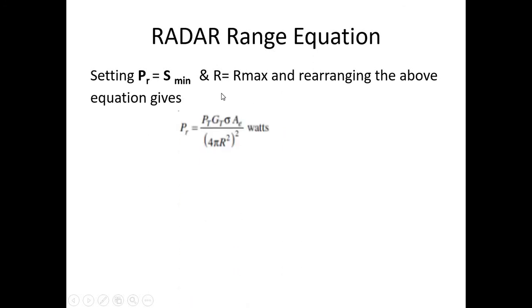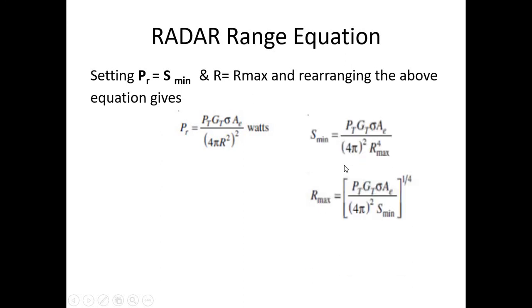So we just put this variable in the received power equation, and the received power equation will be this one when we put this variable, that is PR as S min and R as R max. So we will get our radar range equation. So that's all from today's topic.